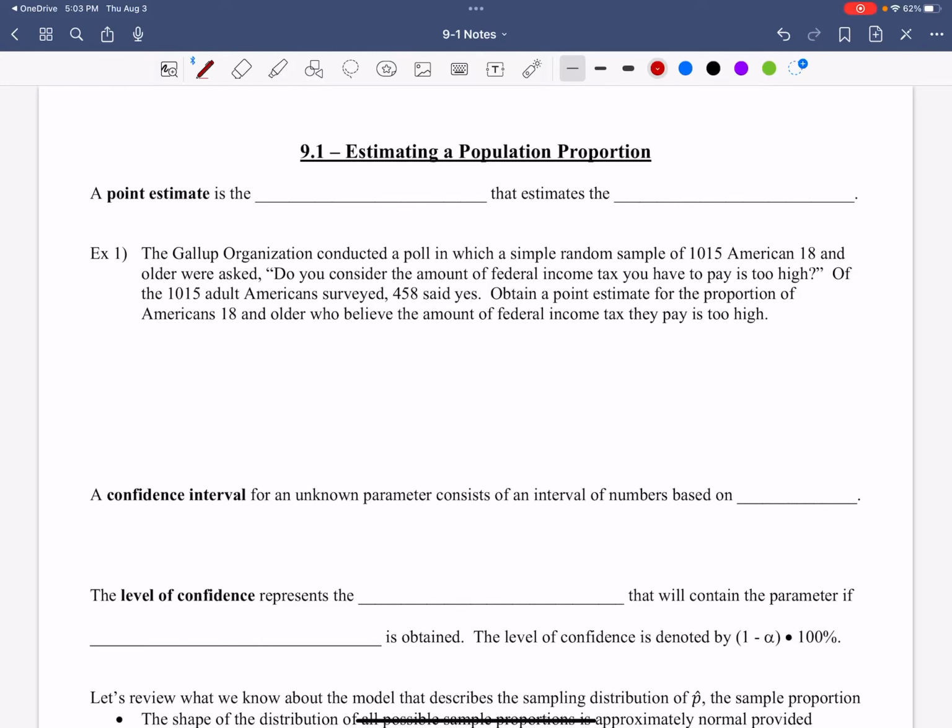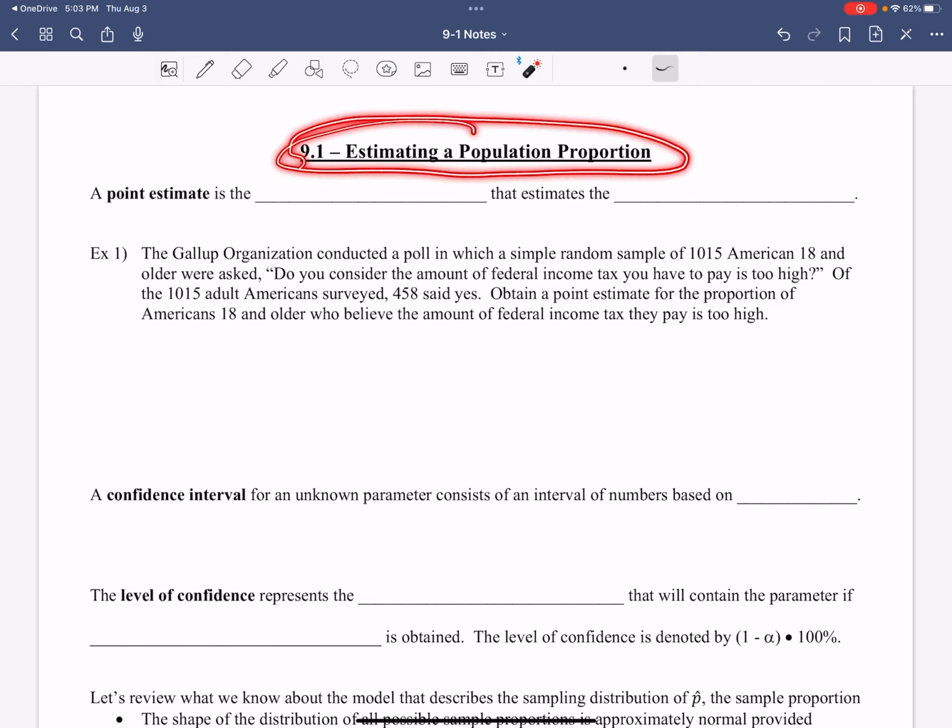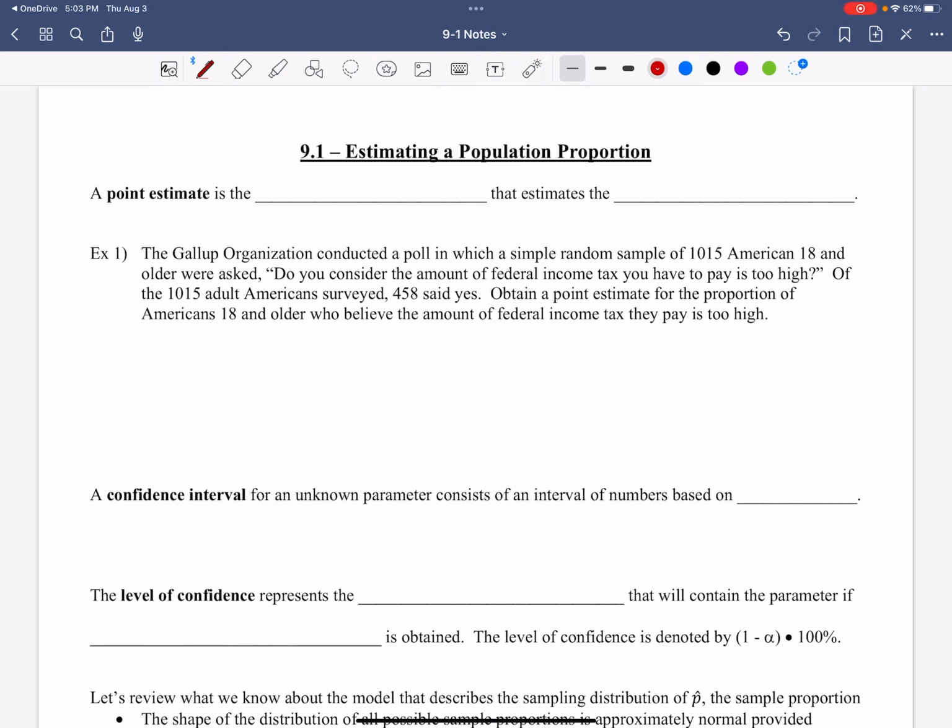All right, so we just talked about a sample proportion in chapter 8. So look at what's happening now. We are going to estimate a population proportion. Cool, right? So we're just taking that next level. We're leveling up here. So a point estimate, this is going to be a real important keyword for us here.